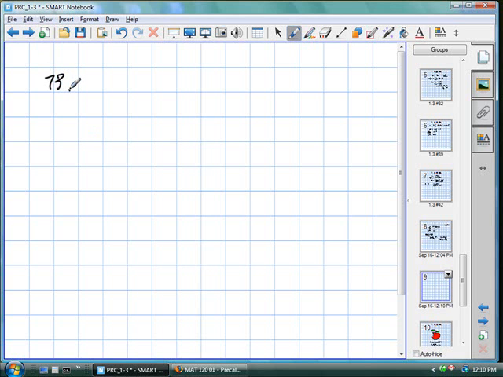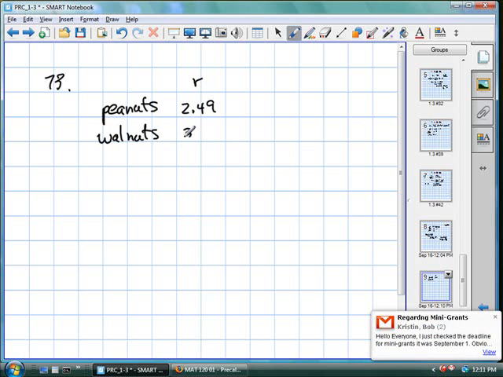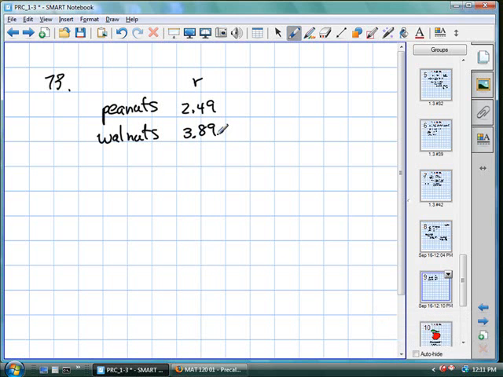This time, the grocer mixes peanuts and walnuts. Okay, so we have two categories. And then we've got the rate, which varies. The rate for the peanuts is $2.49. And the rate for the walnuts is $3.89. Okay. We want to make 100 pounds.